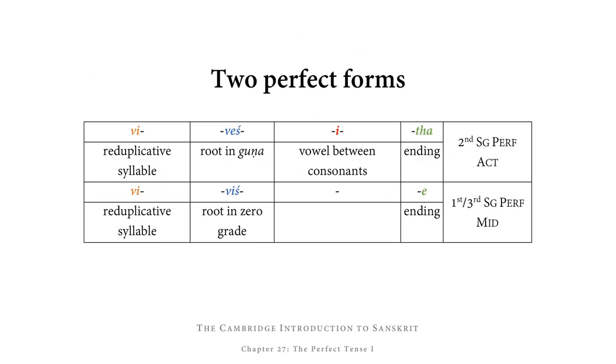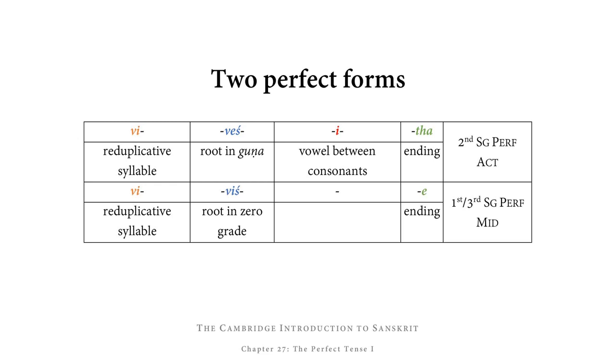Just in case that was all a bit too much to take in one go, here's another analysis of two perfect forms, namely of the second singular perfect active and of the first and third singular perfect middle. First of all, the second singular perfect active has the reduplicative syllable vi, then the root in guna, vesh, then the vowel i that appears between consonants, i.e. the consonant at the end of a root and the consonant at the beginning of the ending. And then we have our ending ta. This gives us vivesh-i-ta as the second singular perfect active form.